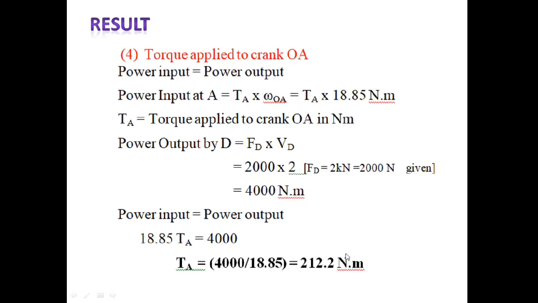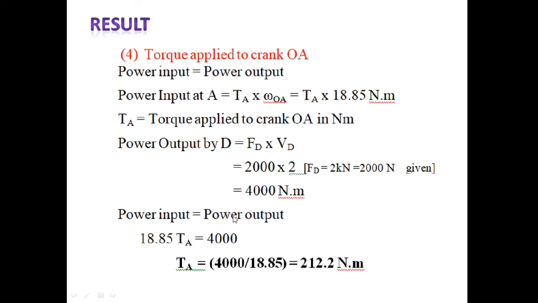And lastly, find the torque applied to the crank OA. Power input is equal to power output. Power input is TA times angular velocity. We don't know TA, but we already know the angular velocity of the input, 18.85. TA is the torque applied to the crank OA in Newton meter. Power output at the slider D is force times velocity. Force is already given as 2 kilonewton. Converted, that is 2000 Newton. We got 2000 times 2, which is 4000 Newton meter per second.